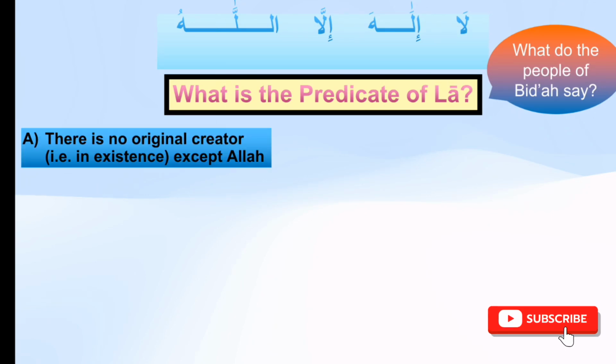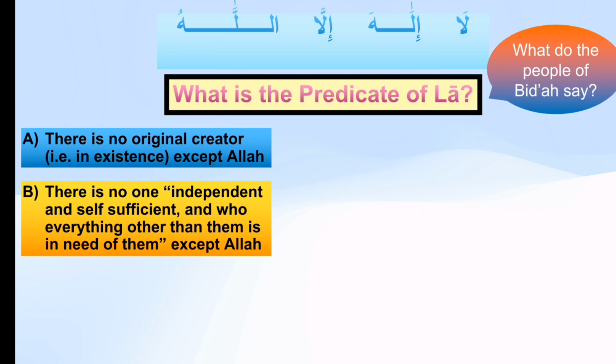So A, some of them say that it means there is no original creator, i.e. in existence, except Allah. So they give the meaning of ilah as creator, or Rabb. Okay, so the word Rabb means the creator, the one who nourishes, the one who provides, the one who creates. But Rabb does not mean one who is worshipped. Rabb does not include the meaning of worshipped. So this group said that ilah here means creator, and they give the missing meaning of la as existence or presence. So there's no original real creator who is present except Allah.